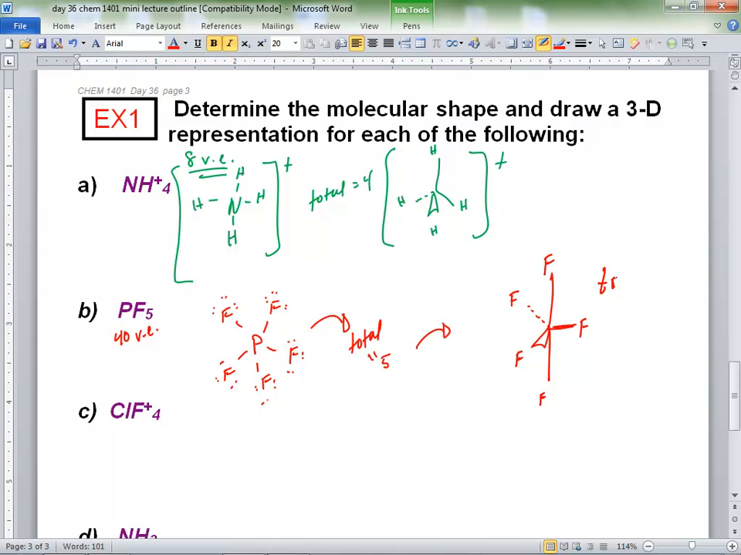Don't forget to name them. Oh, we forgot to name them. We got to be naming them. Like this one, we should have said tetrahedral. Forgot to do that. And spelling counts.